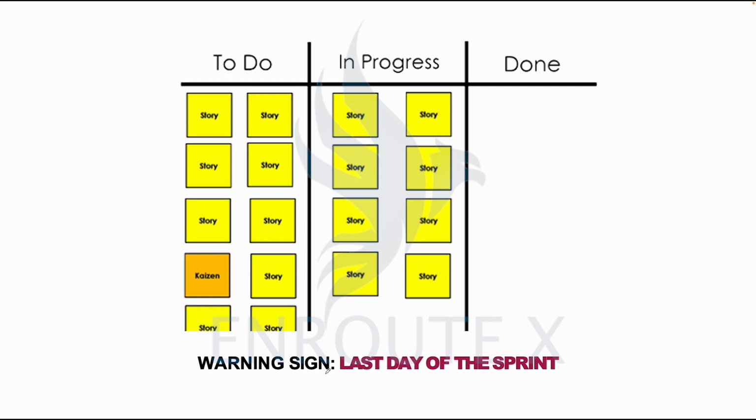And the next one, we say also that this is also a warning sign on the last day of the sprint. So why have we said this also is a warning sign on the last day of the sprint? Mind you, this one also has Kaizen on it. But from what we can see here, we are identifying both to be warning signs.